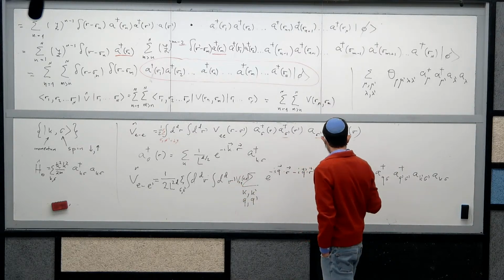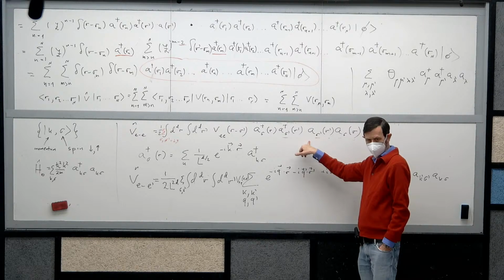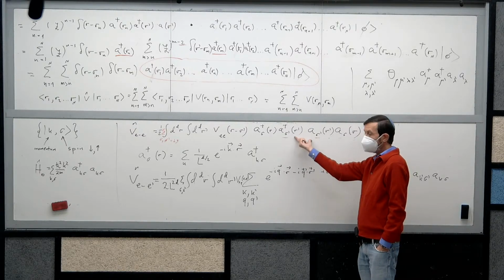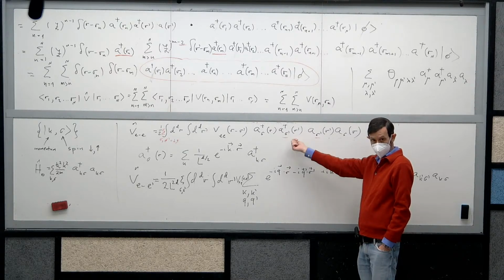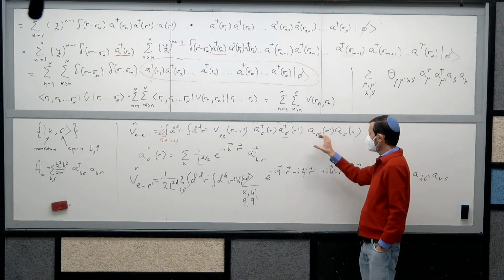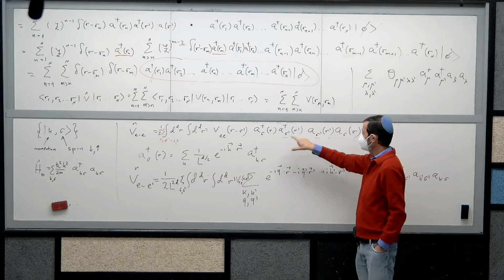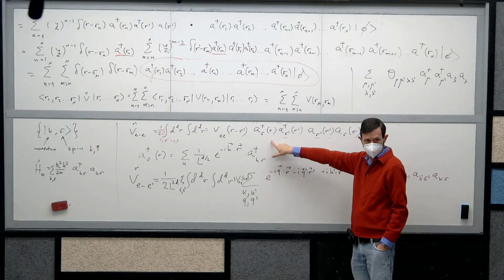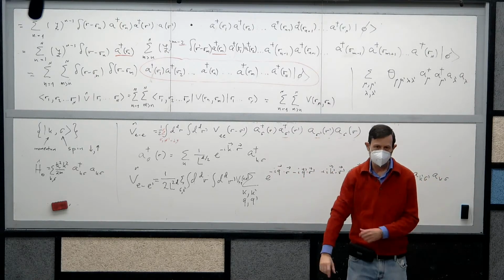Okay, and what does it basically say? Look here in R space. Do I have a particle at R prime? Yes, this is just a number operator, right? And after this has done whatever it has to do, do I have a particle at R? It's a two-particle operator.